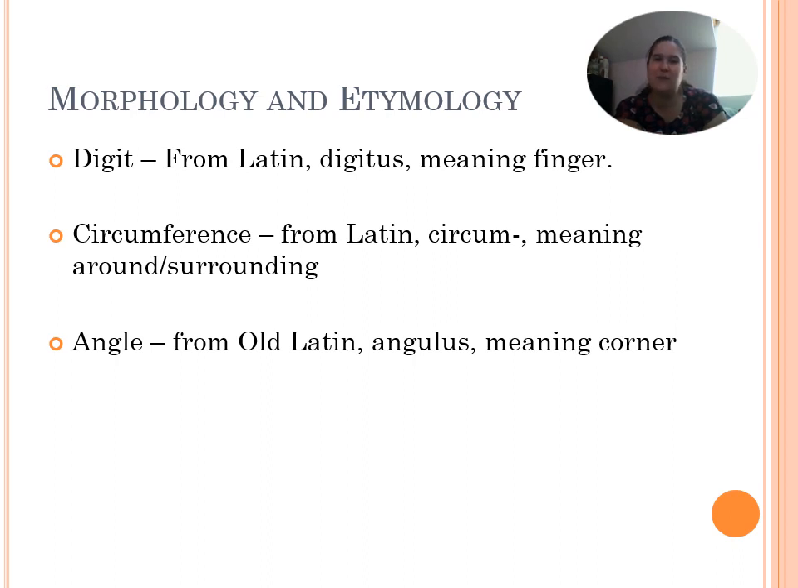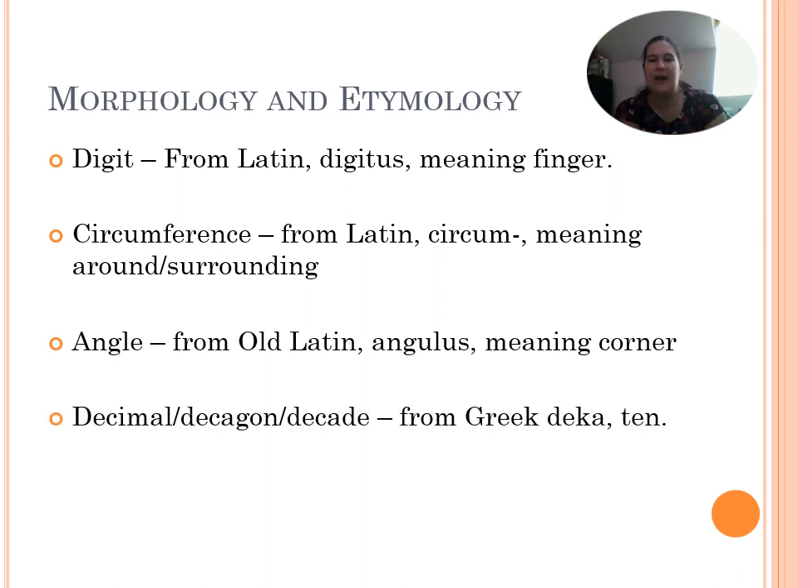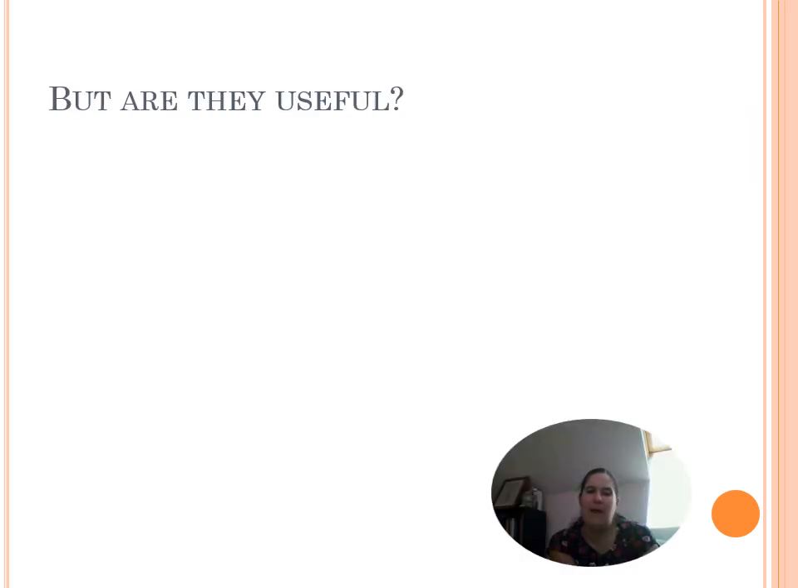Angle is from Old Latin angulus, meaning corner. So, you know, having angle and corner quite connected in your head could be really useful. And then we have decimal, so the dec is from deca, 10, which obviously supports decimal, decagon, decade, and our base 10 system for numbers. But are they actually useful?